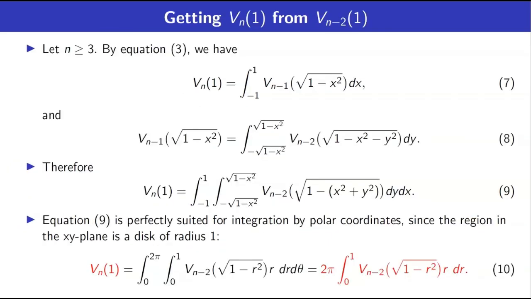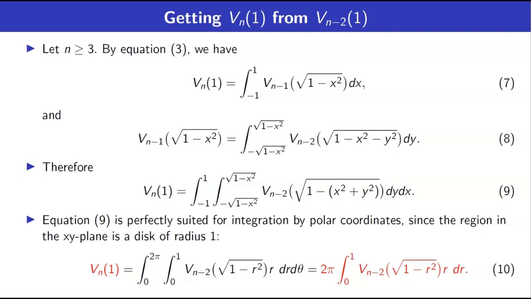Let's implement this idea. Let n be greater than or equal to 3. By equation 3, which is the foundation we're building on, we have equations 7 and 8. Equation 7 is what happens when r equals 1 in equation 3, and equation 8 is what we get when we sub r equals the square root of 1 minus x squared into equation 3. When we plug the right-hand side of equation 8 into the left-hand side of equation 7, we get the nice double integral in equation 9.